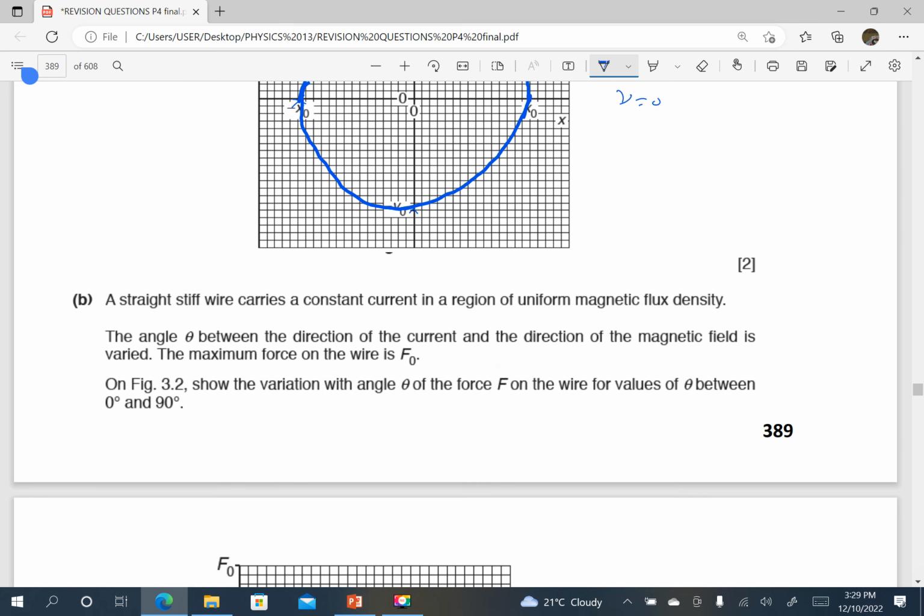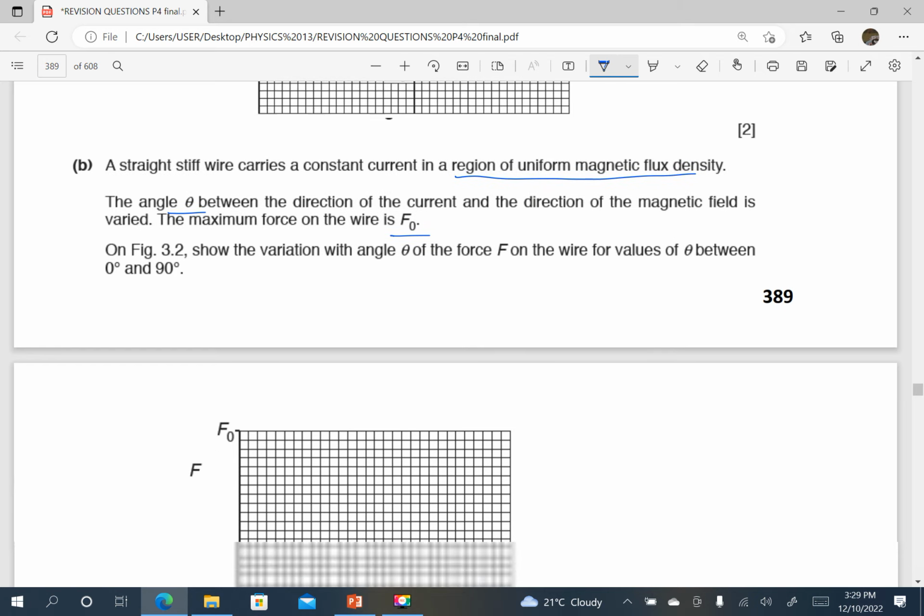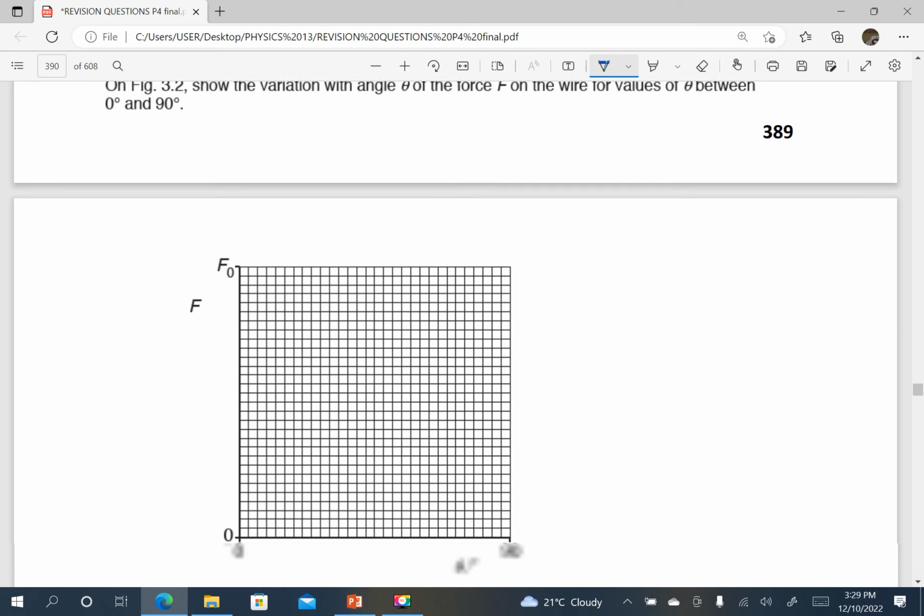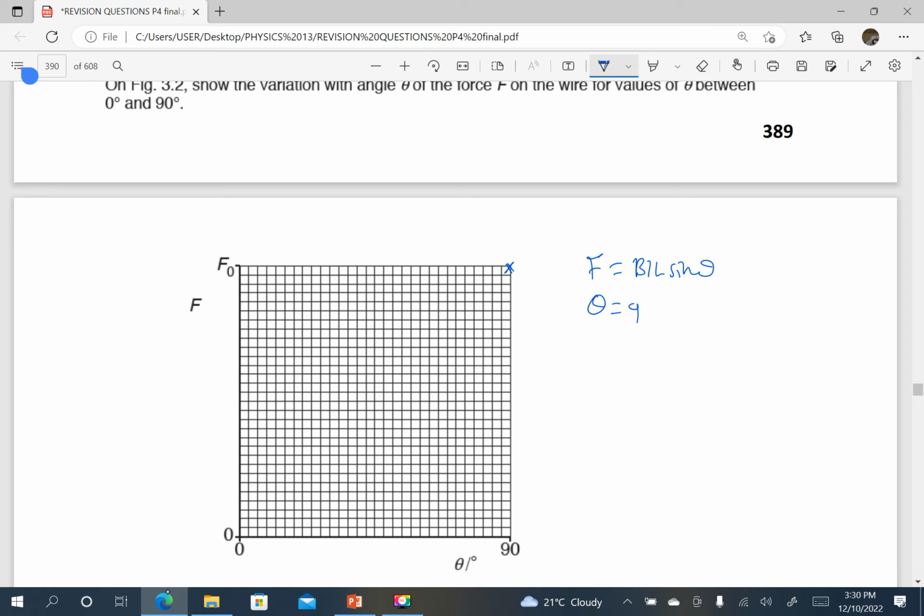A straight stiff wire carries a constant current in a region of a uniform magnetic field of flux density B. The angle theta between the direction of the current and the direction of the magnetic field is varied. The maximum force on the wire is F naught. That is maximum force. Remember, F is equal to BIL sine theta. We have maximum force when theta is 90 degrees. So when theta is 90 degrees, F is F naught.